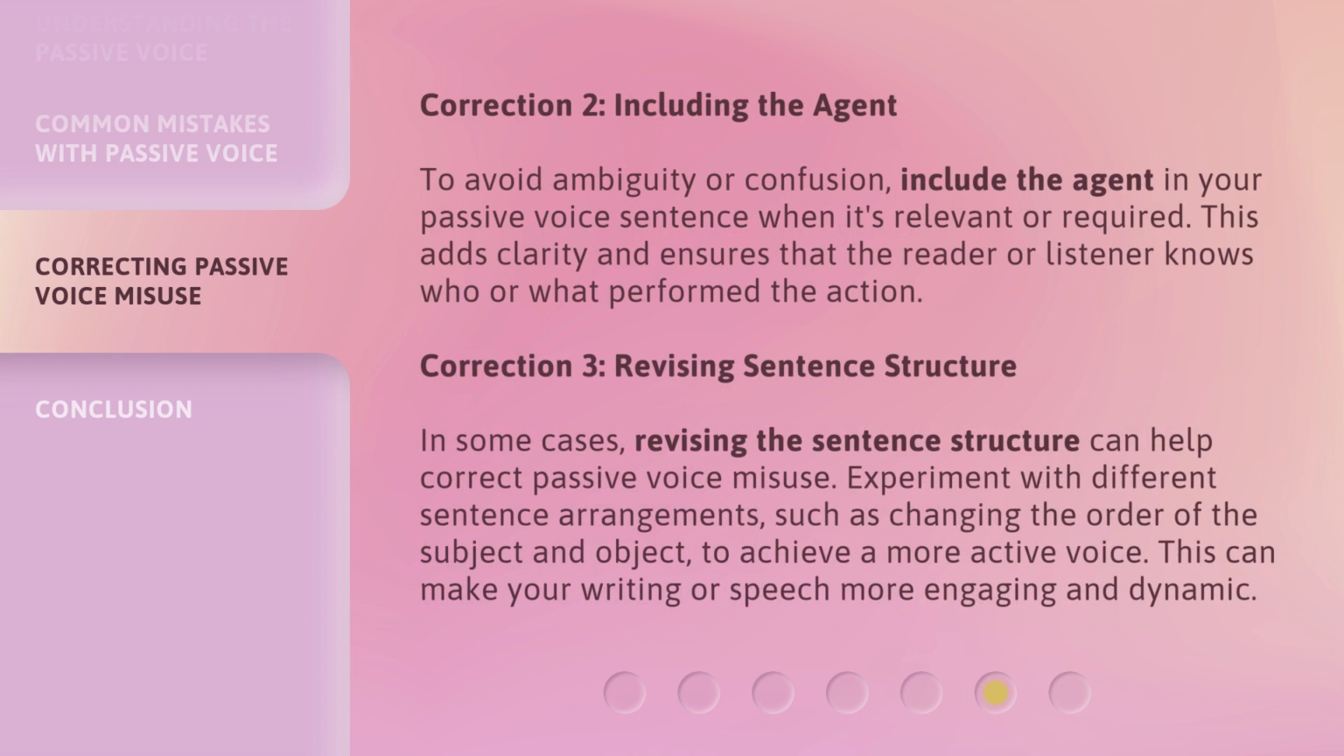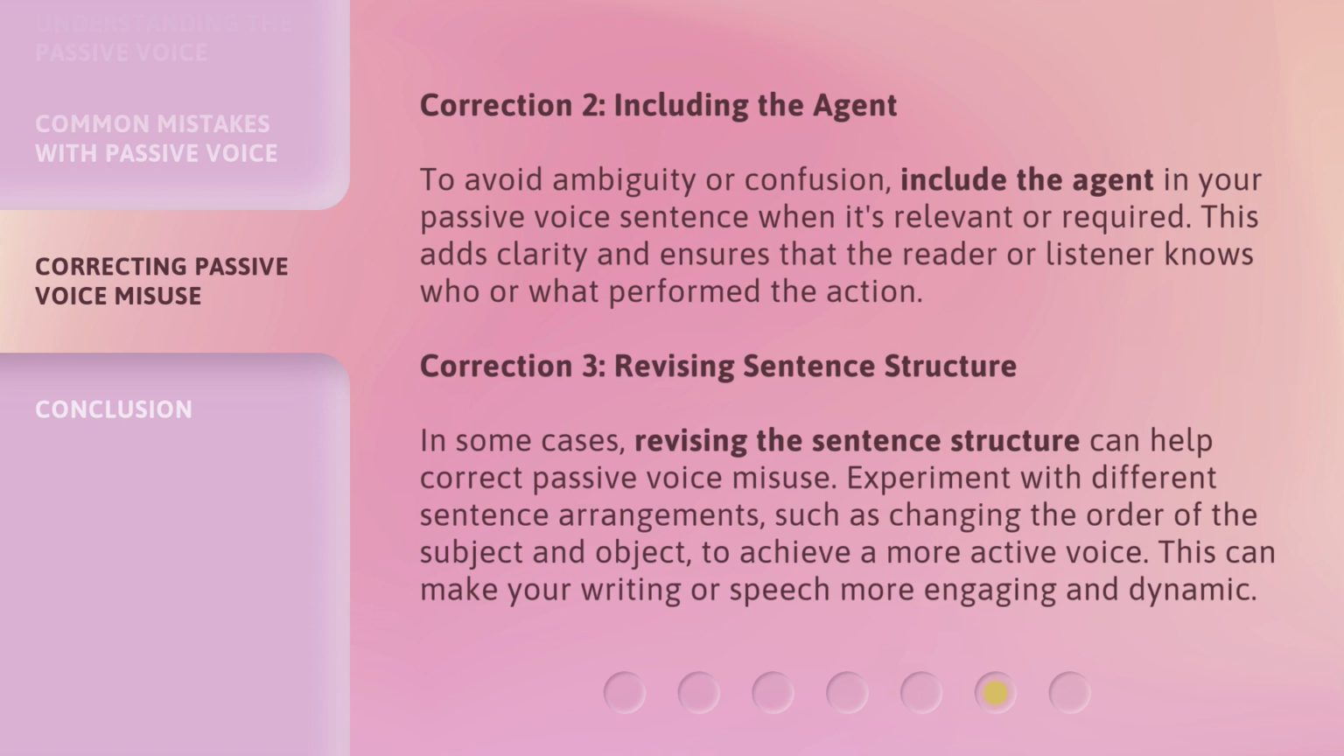Correction 2. Including the agent. To avoid ambiguity or confusion, include the agent in your passive voice sentence when it's relevant or required. This adds clarity and ensures that the reader or listener knows who or what performed the action.